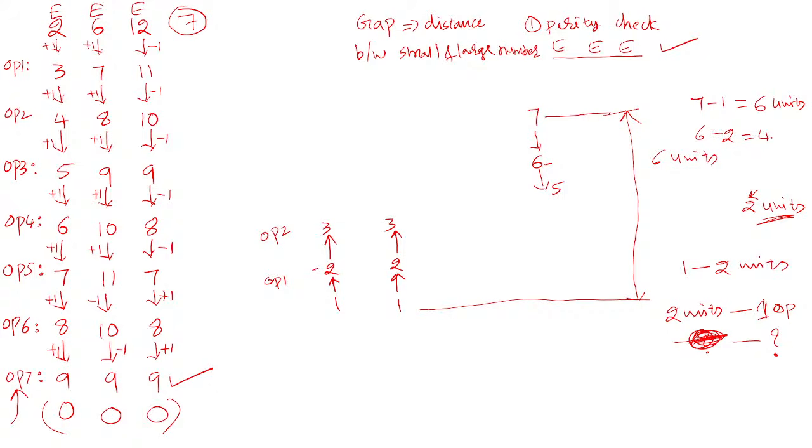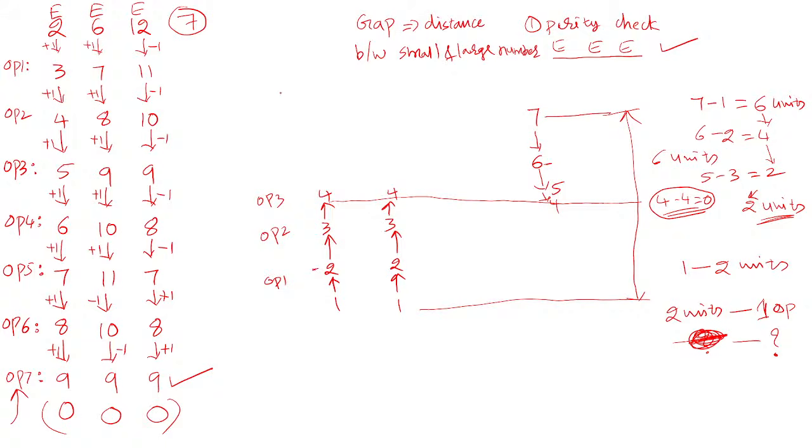So 6 minus 2 is 4, the gap has reduced. After this second operation, the gap is 5 minus 3, which is 2. Every time 2 units of gap you are reducing. Then if you perform operation 3, this becomes 4, this becomes 4, and this also becomes 4. Now all of them are equal, on the same line. So the gap between 4 and 4 is 0, which means you made them equal.